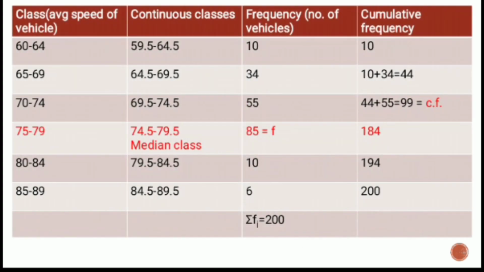In this way you can sort out all those columns. In all of these you have to subtract 0.5, and from the last interval you have to add 0.5. Okay, then there will be continuous classes. And after that, write all those frequencies that are given in your question.